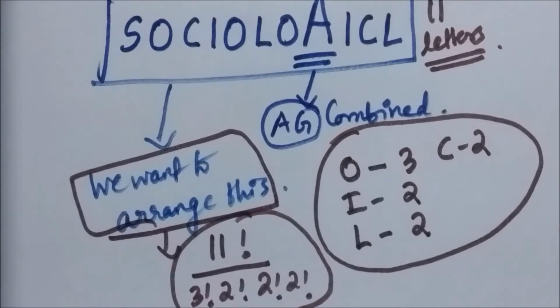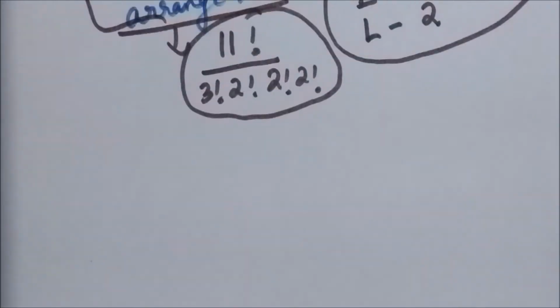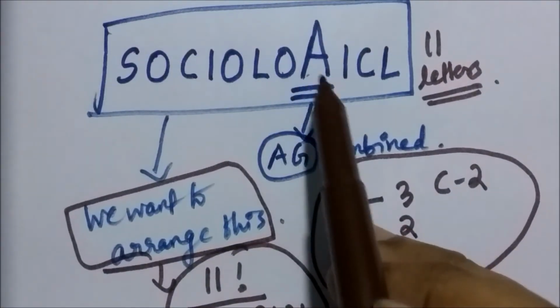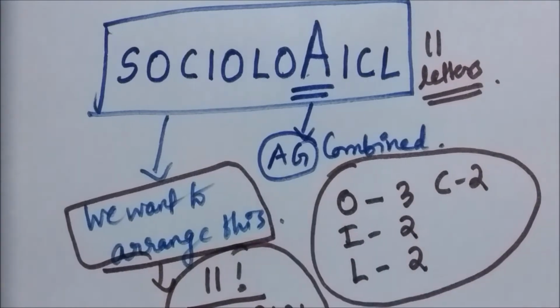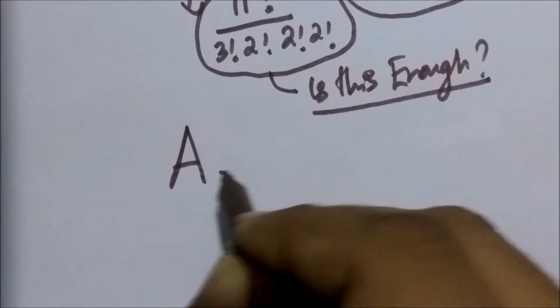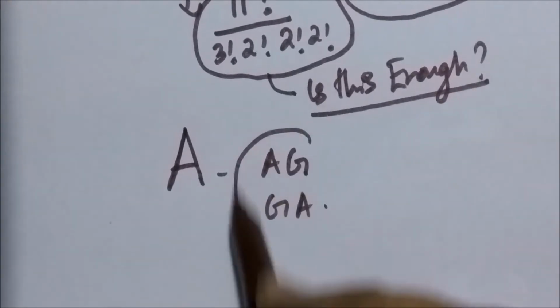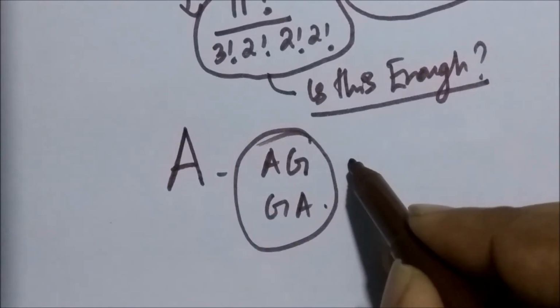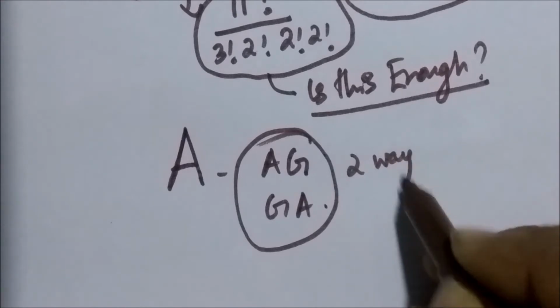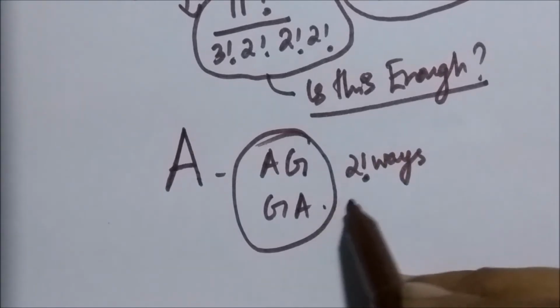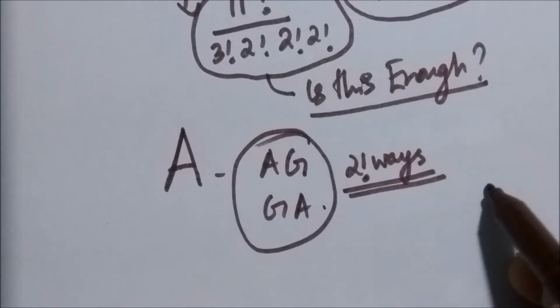So the question is, is this enough? I mean, are we done with that? Are we done? No, right? Because the big letter A means it can be either AG or GA, right? So the big letter A itself can be arranged in two ways, or in fact to be precise, 2 factorial ways, right? The big letter A can be arranged in 2 factorial ways.